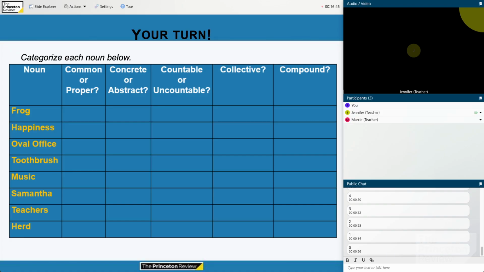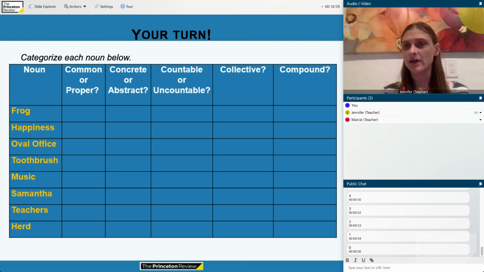For the first one here, we have the word frog. Asking yourself, is frog common or proper? Is it a specific frog? Does it have a name? It's capitalized because I capitalized everything on this column, so don't let the capitalization fool you. A frog is just a typical general animal. It's not a specific type or anything. So this is going to be common.